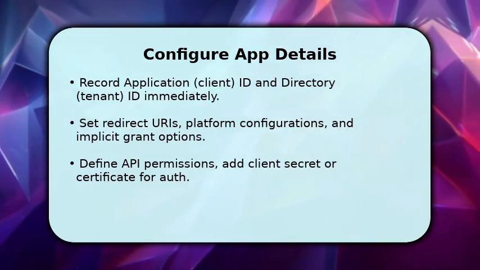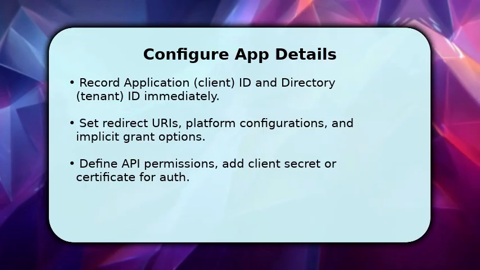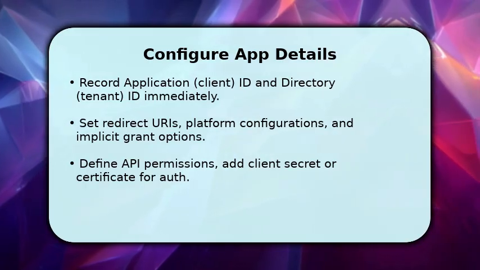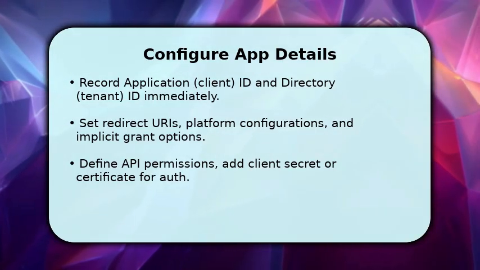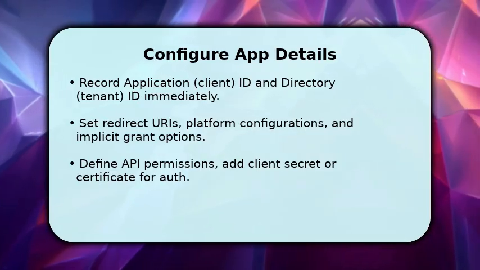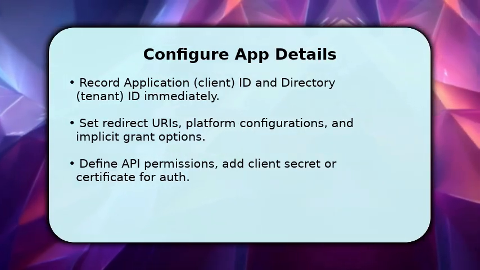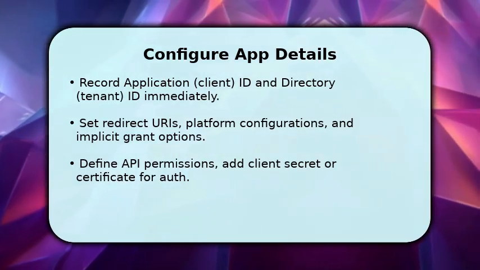Next, under authentication, add redirect URIs and choose platform types. If using SPA, enable implicit flow carefully. Then go to certificates and secrets to create a client secret or upload a certificate for production.